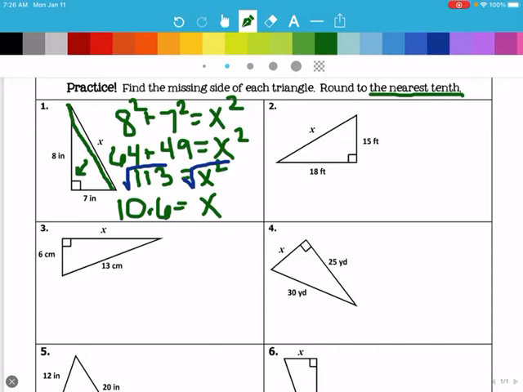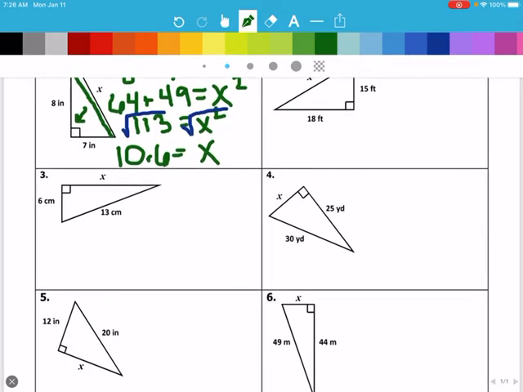Number 2 is just like number 1. As you notice, it is missing the hypotenuse. So I'm going to leave you guys to do that one. I'm going to go over a scenario like number 3, for example. I always color where my x is.